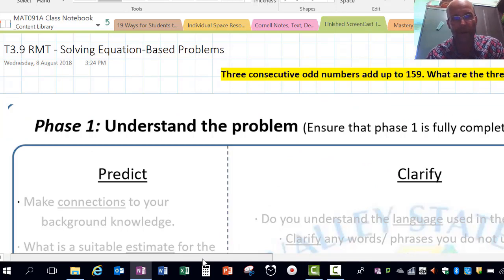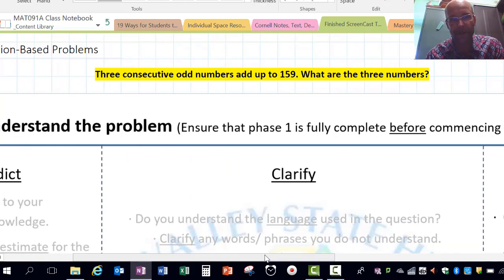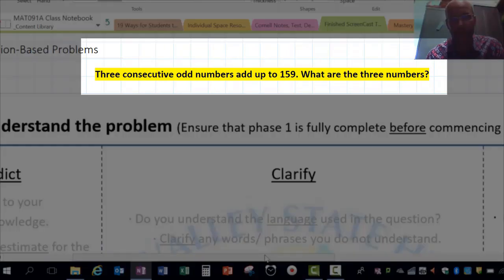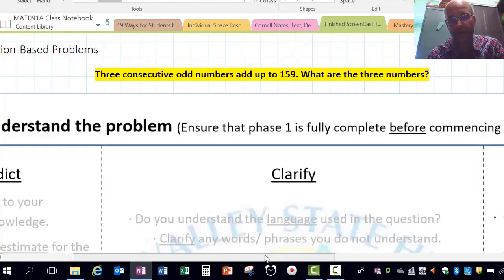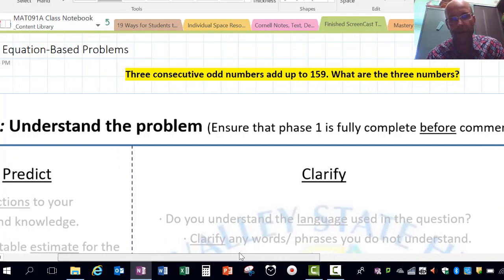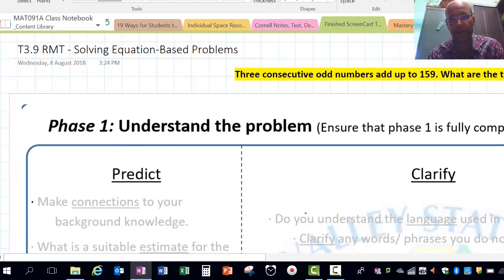This is pretty much how I want you to work an equation-based problem. Here's a sample problem. 3 consecutive odd numbers add to 159. What are the 3 numbers? Okay, so the steps for reciprocal maths teaching you may have seen before.